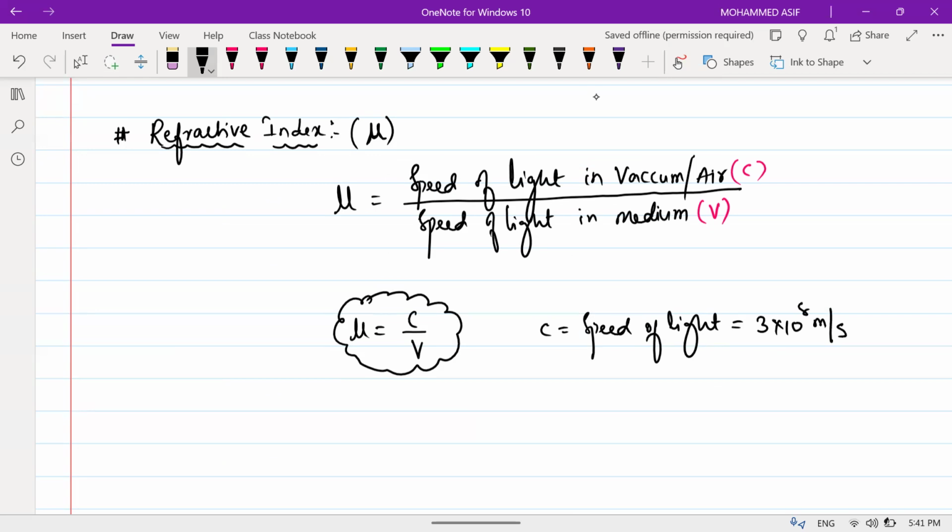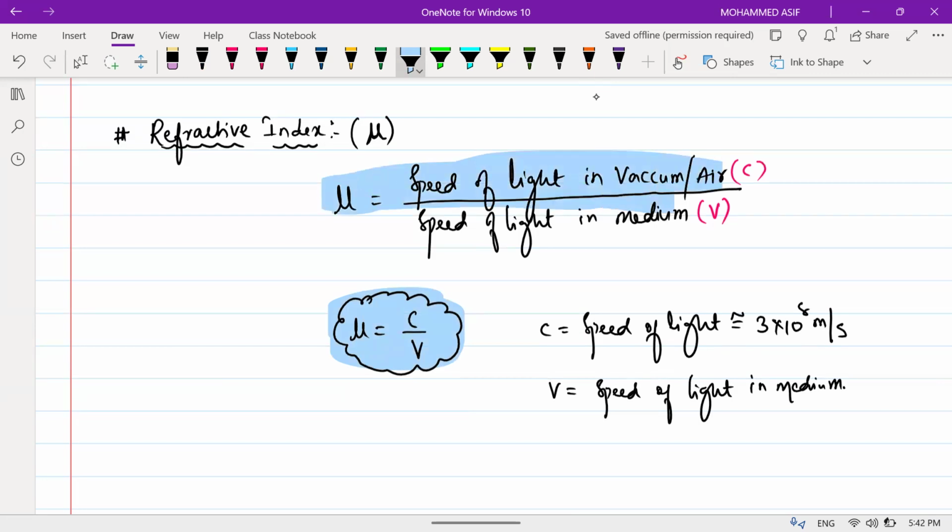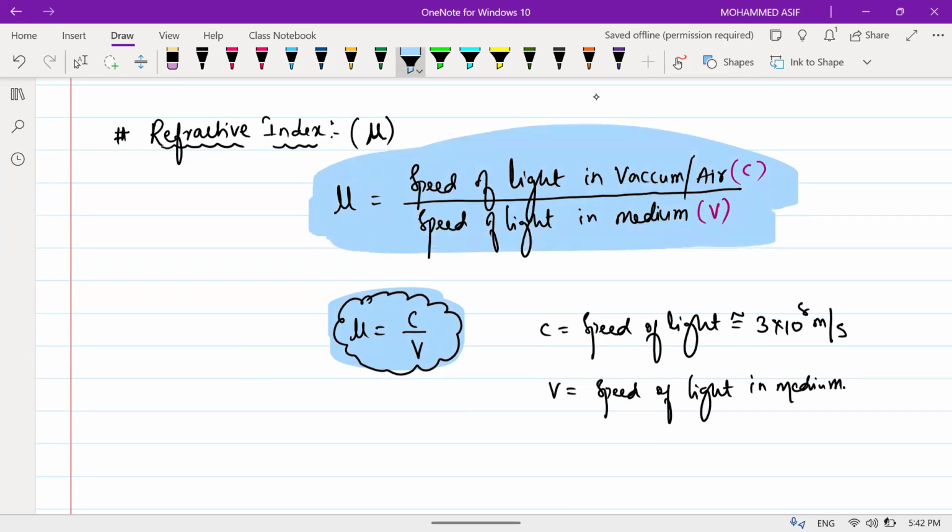3 into 10 to the power of 8 means how much? 3 lakhs. Isn't it? So speed of light is approximately, not exactly, 3 into 10 to the power of 8 meter per second. And V is equals to speed of light in medium. So when the light is coming from the sun, the speed of the light is 3 into 10 to the power of 8 meter per second. Clear? So mu is equals to C divided by V, isn't it? So mu is equals to speed of light in vacuum divided by speed of light in your air. So speed of light, refractive index.